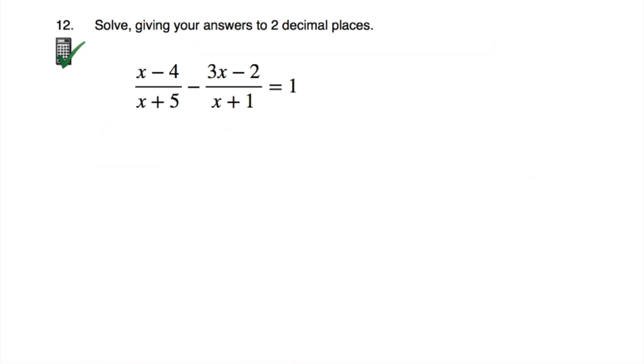Okay, let's have a look at our last question, question number 12. We've been asked to solve and to give our answers to two decimal places. So again, a calculator question, answers to two decimal places, I'm thinking quadratic formula. We're going to simplify the left-hand side here.